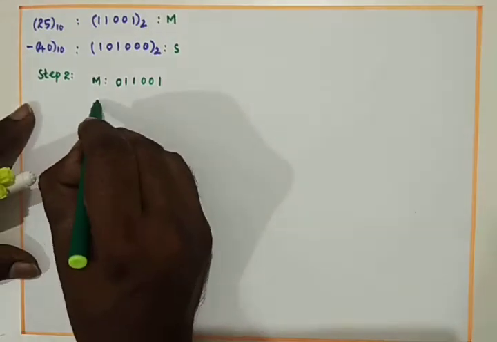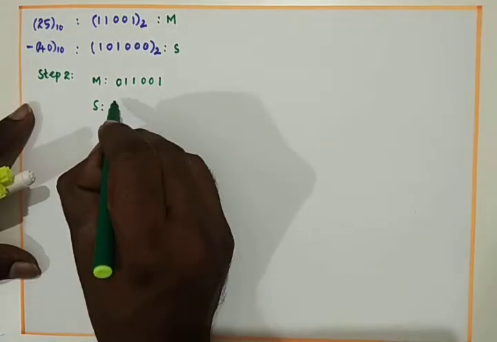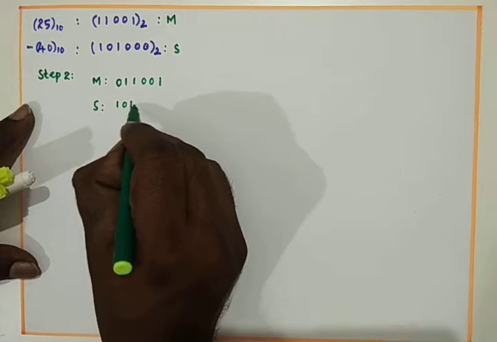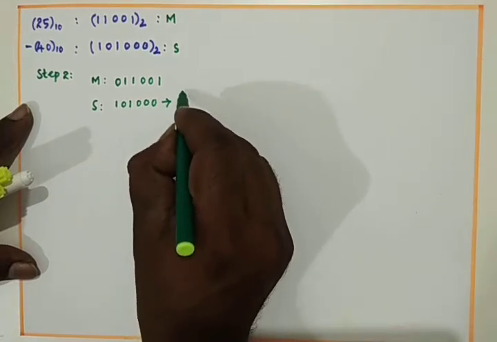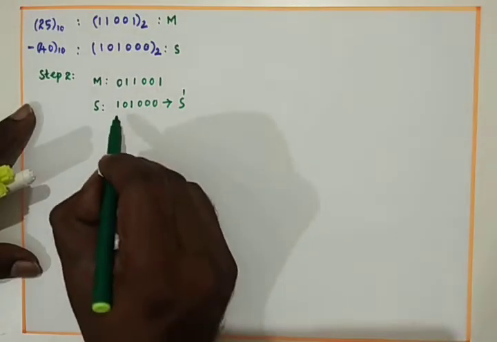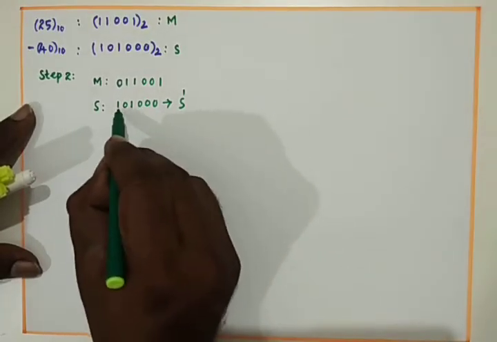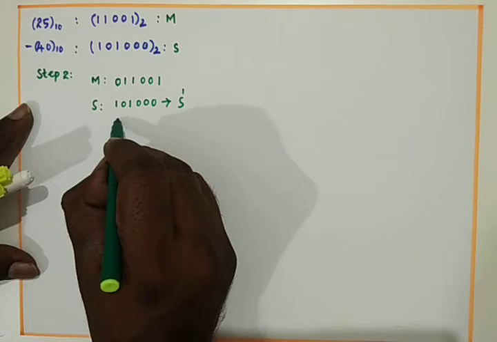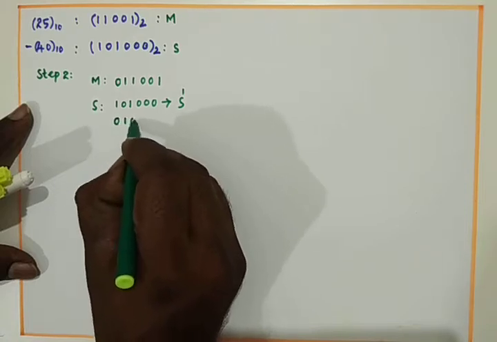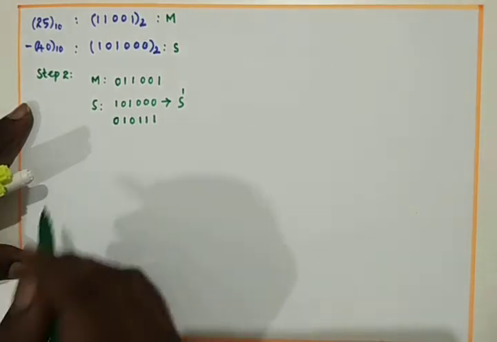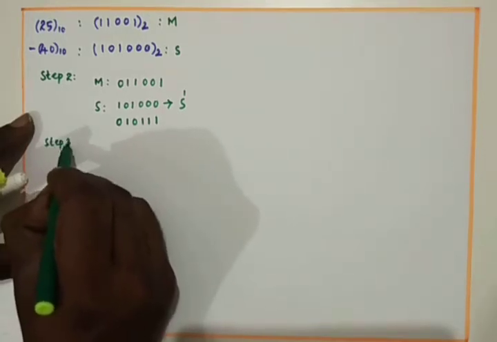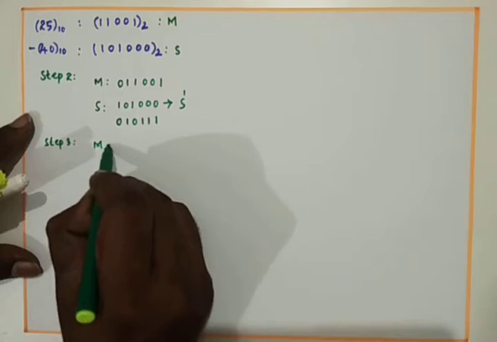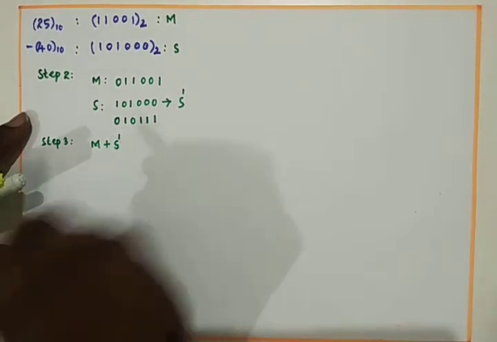Then coming to the subtrahend, the subtrahend is 10100, but we require the subtrahend bar. Now all 1s will be replaced by 0s and 0s will be replaced by 1s: 0 1 0 1 1 1. Then step 3 now.